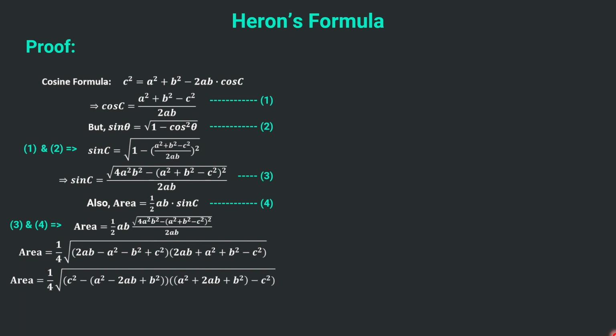Now in the next step, we will arrange to form a perfect square. We will separate c squared and put the terms of a and b together in this bracket and in this bracket also.